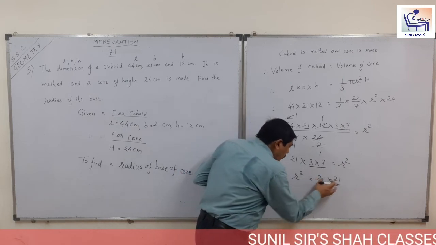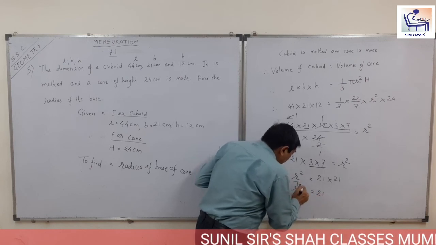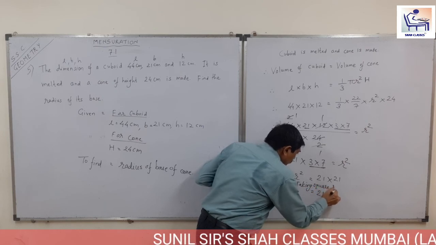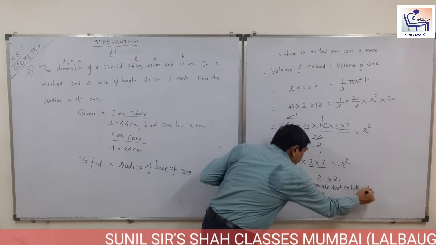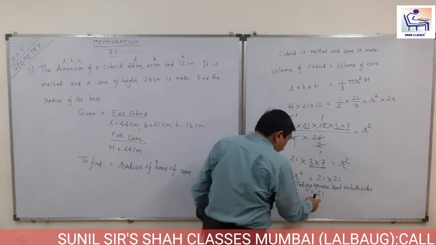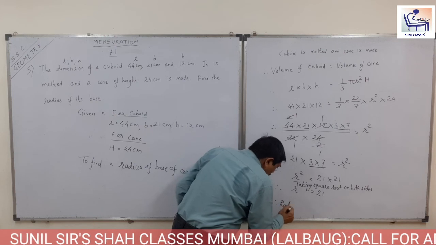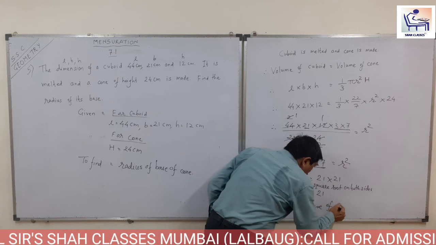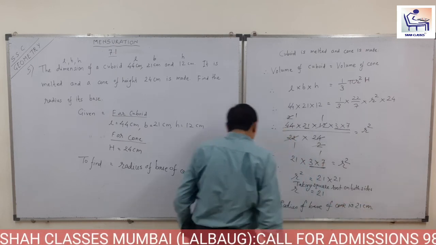So इसका square root क्या होगा? 21. So here we are taking square root on both sides. हमें क्या मिला आंसर? Radius of the base of cone is 21 centimeter. So final answer is radius of base of cone is 21 centimeter.